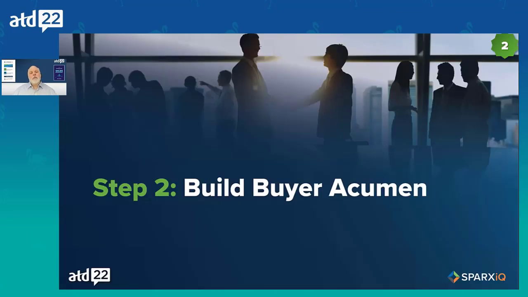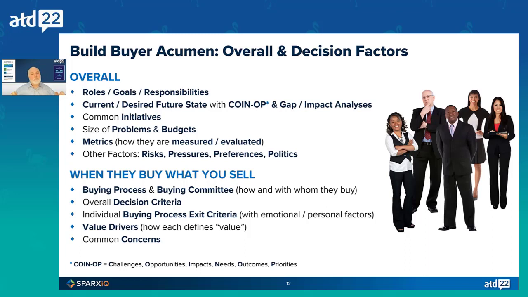Step 2, building buyer acumen. I can't tell you how important this is, and I can't tell you how often I see this missing. You can do this at 2 levels. Overall, what are the roles, goals, and responsibilities for the buyers that your sales force works with or their clients? What are the current and desired future states generally for these personas and their COIN-OP and gap and impact analysis?